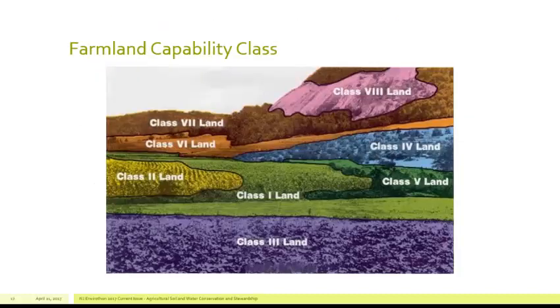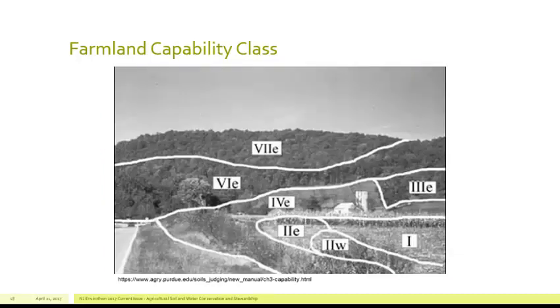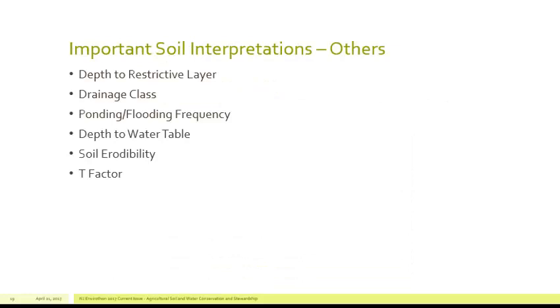This is an example of where these classes normally lay on the landscape. You can see our Class 1 and our Class 2 soils are the most productive areas. And here's another view of some soils on a landscape. Other important soil interpretations include the depth to restrictive layer, drainage class, ponding and flooding frequency, depth to water table, soil erodibility, and obviously your T factor.